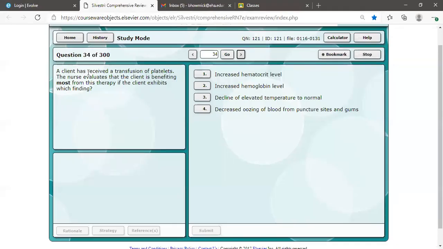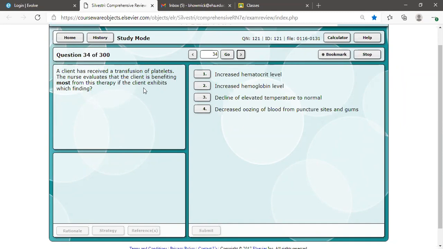So here, the client has received a transfusion of platelets. The nurse evaluates that the client is benefiting most from this therapy if the client exhibits which findings? So they are actually asking the indication or benefit of platelets. For what medical condition do we use platelets, right? The client is receiving a transfusion of platelets.